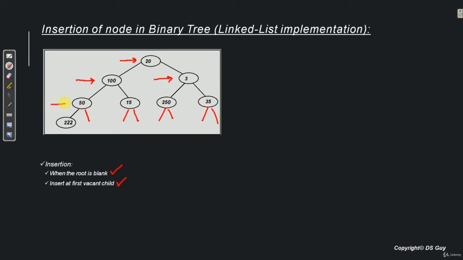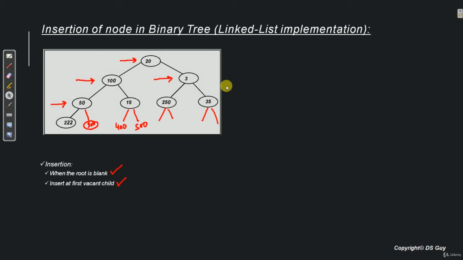We come to level 3 and see 50. Does it have both the children? No. It has a left child but it does not have a right child. So this is the first vacant node. So we can insert our new value, let's say 300 over here. Now let's say if we want to insert one more value, let's say 400, then the next vacant node is this one. Then the next vacant node is this one, and so on. Fine. So I hope you have understood how to do an insertion in a binary tree.